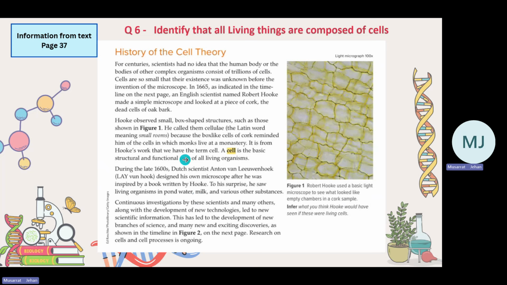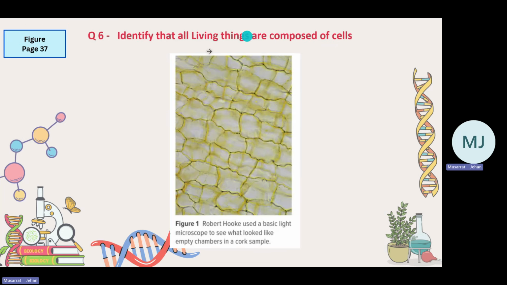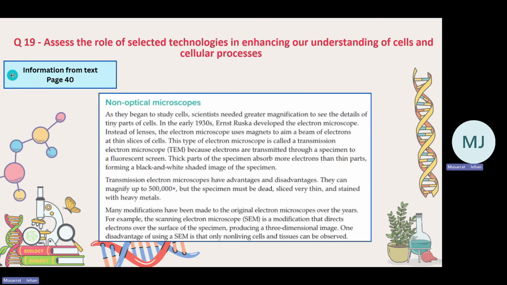After that, many investigations took place and there was much more development of technology. And there we got to know more about the cell and different branches of science were formed. This is the structure which Robert Hooke saw under his light microscope. Then, information from text, page 40. As technology improved, we were able to make more elaborate microscopes which could magnify more. And these were the electron microscopes. As they began to study cells, scientists needed greater magnification to see the details of tiny parts.